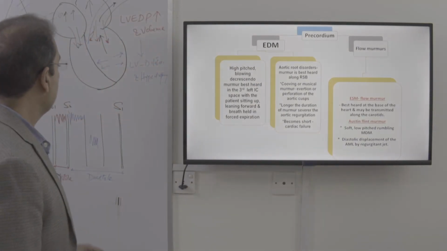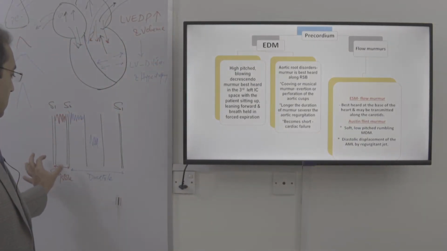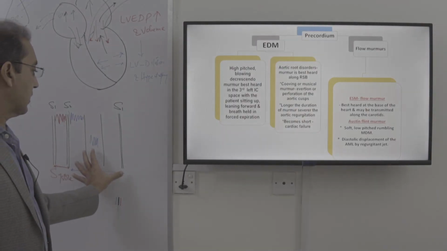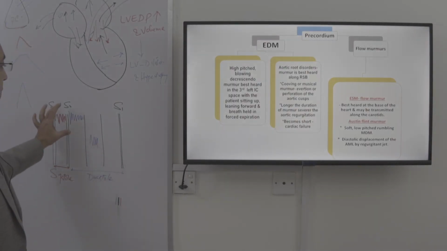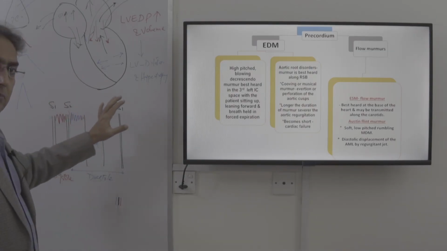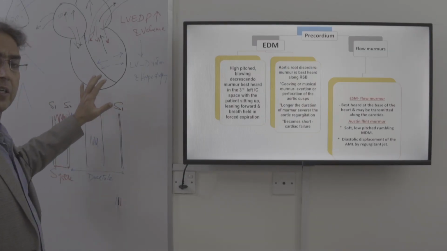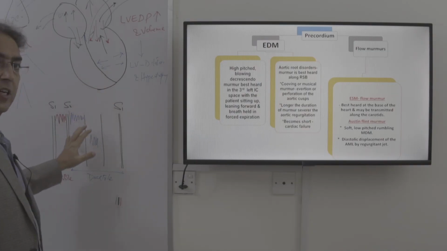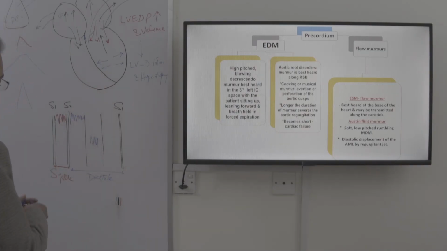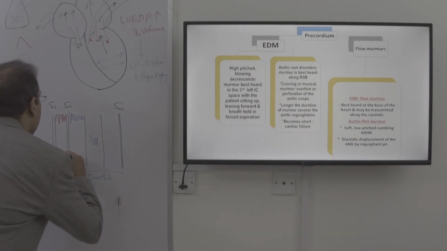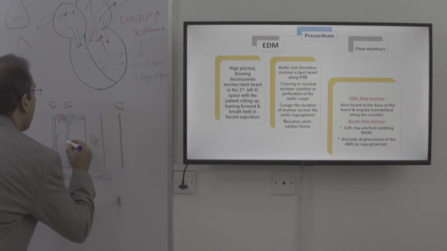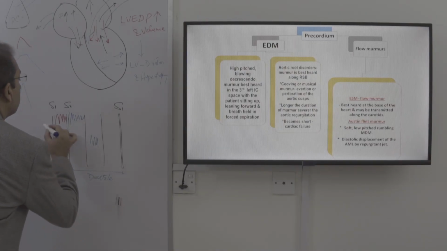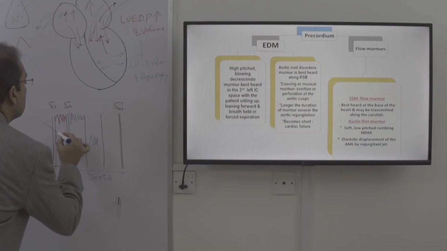So now what we see in aortic regurgitation, so this is the systolic phase and this is the diastolic phase. During diastole, since there is a high pressure in the aorta and the ventricular pressure falls, you see the left ventricular pressures rise like that and then they fall, while the aortic pressure is like this.